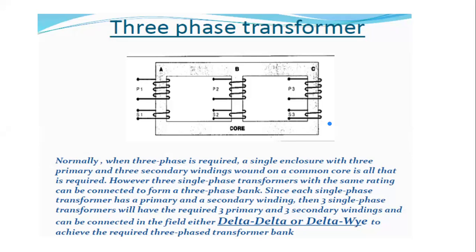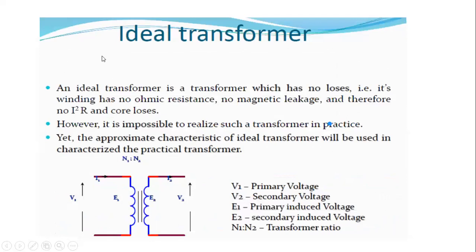These are the classifications on the basis of the phases, that is single phase and 3 phase. And this is the circuit diagram for the 3-phase transformer. In that case we are using 3 primaries, primary 1, primary 2 and primary 3, and 3 secondaries, secondary 1, secondary 2, secondary 3.